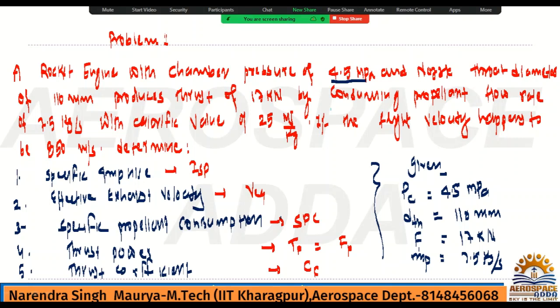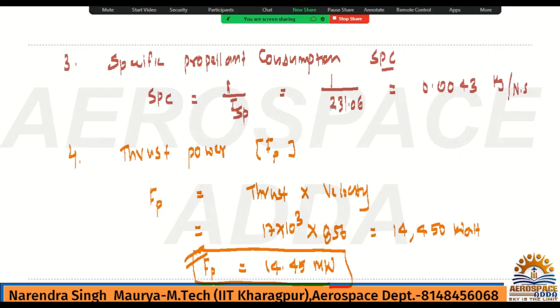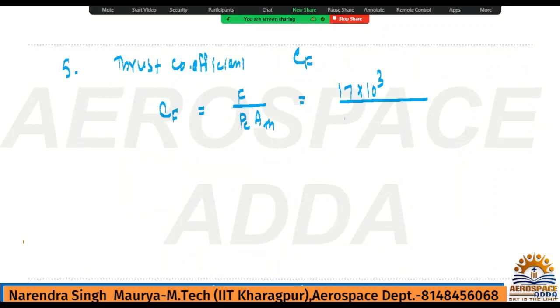And diameter in mm is given as 110. So we'll write 4.5 megapascal, so 10 power 6, into area, which is nothing but pi by 4 into diameter squared. You convert 110 into meter, so it is 0.11, pi by 4 d square. If you solve this, CF is 0.3975.